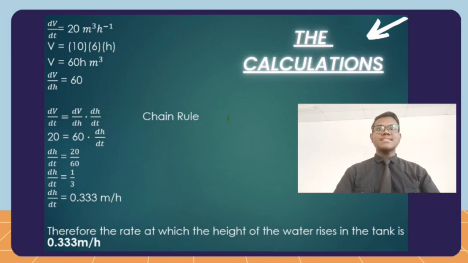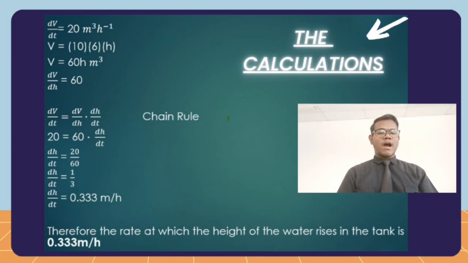So next, I will tell you all the calculations for the question below. First, we should find dV per dt. The dV per dt is 20 meter power of 3 h power of -1. That is given in the question. So we should find the volume. The volume of the box is 10 times 6 times h, so you will be getting 60h meter power of 3. With this we know that dV per dh is 60.